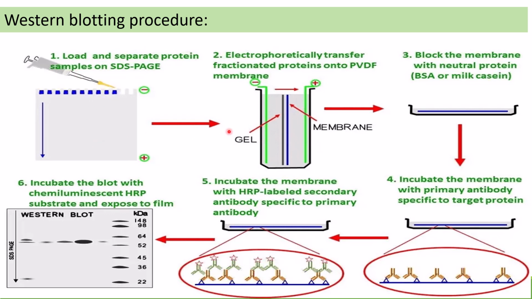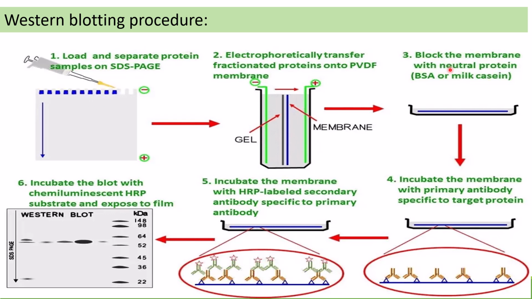Another step is transfer. We'll be transferring this entire gel, all the proteins which are separated at different levels. They are separated, and the next step is to transfer them onto a membrane. What membrane could it be? It could be a PVDF membrane, polyvinylidene difluoride, or a nitrocellulose membrane. But the most popular membrane we generally use is PVDF.